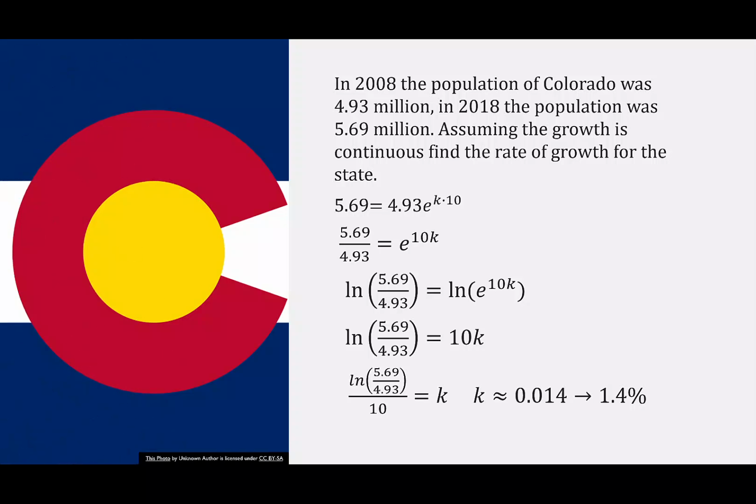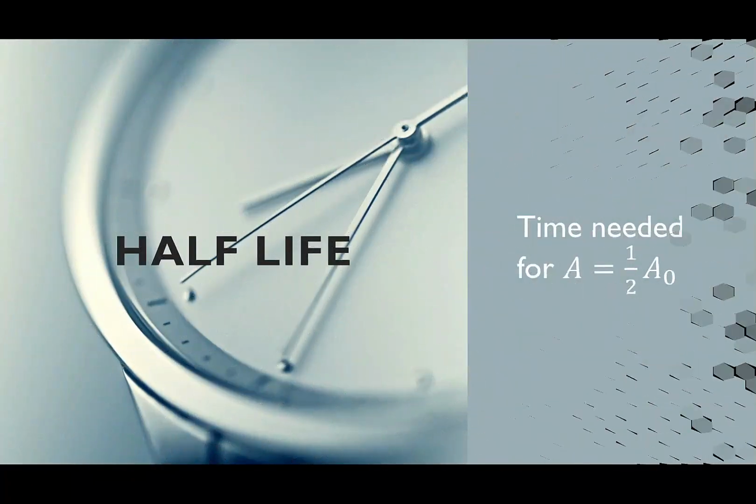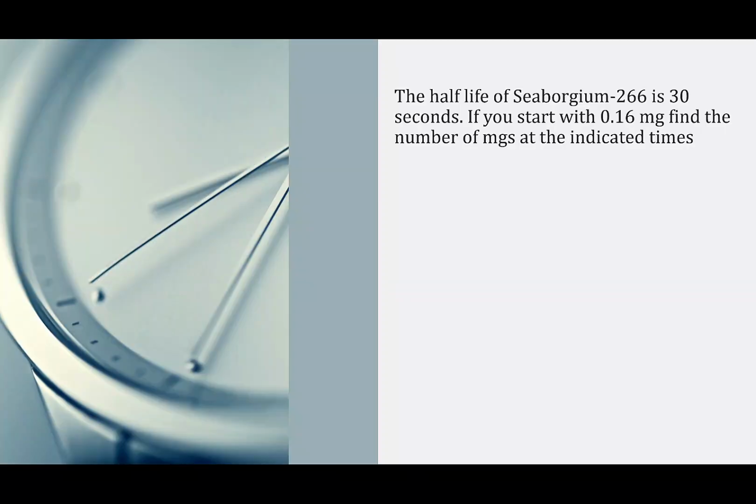Now that we looked at a few problems that talk about growth, let's take a look at decay. We're going to start by talking about half-life. Half-life is the time needed for our initial amount to be reduced by half. That means when A is equal to half of A naught. We'll start with a small example. The half-life of Seaborgium 266 is 30 seconds. If you start with 0.16 milligrams, find the number of milligrams at the indicated times.